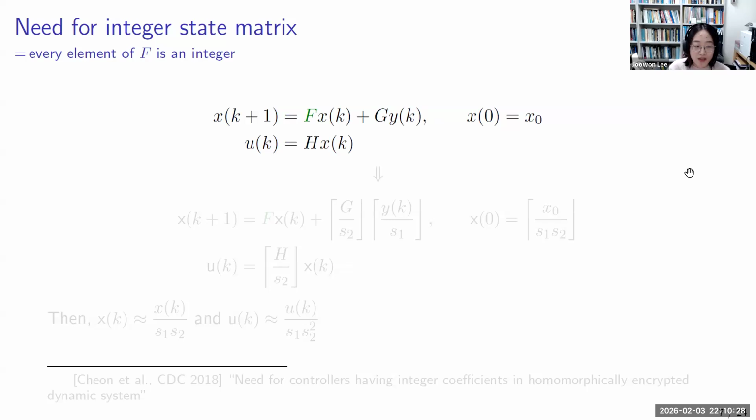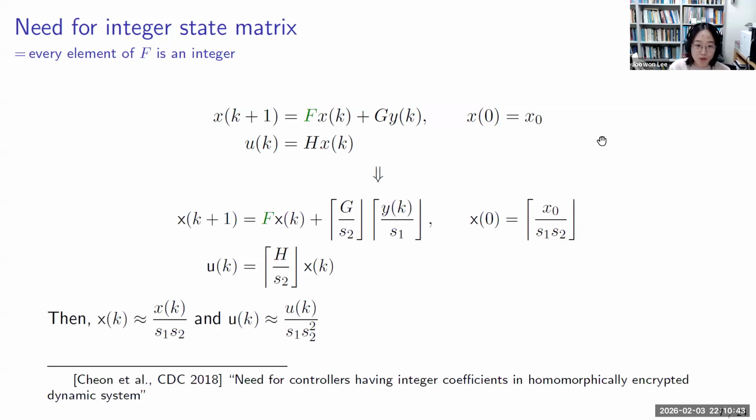And that's why we need the state matrix F to be an integer matrix. When we have F as an integer matrix, we don't need to quantize this matrix, so we can reformulate this given controller like this one. And then by this quantization method, the scale of the quantized state and the outcoming control input are consistent. This is what we call the need for an integer state matrix.